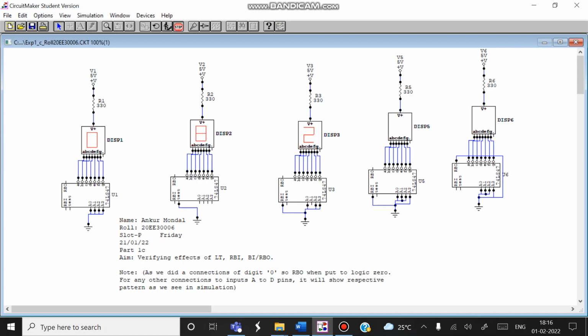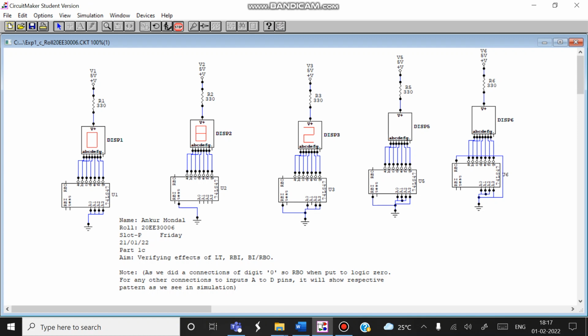Simultaneously, on the fourth one, as you can see, I have put RBI as active low. Hence, whatever connections you do in A0, A1, A2, A3, it will always show a blank. No segment will be activated.